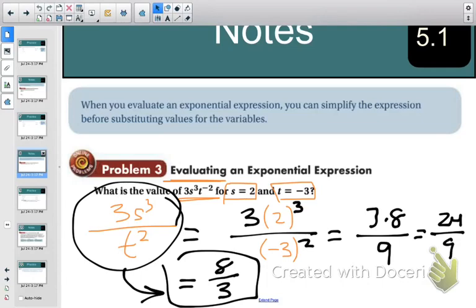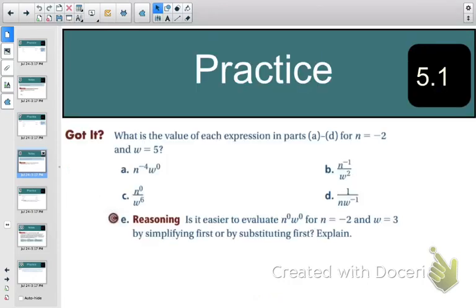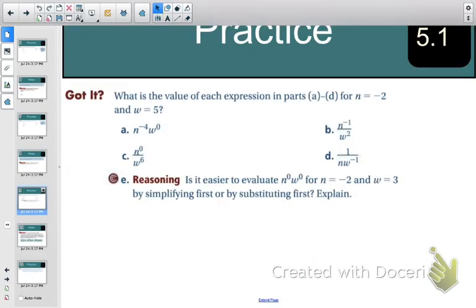Okay, so two different words, important words there. Try a couple of these. You can simplify them first and then evaluate. But I will do these and we'll reconvene in a bit. Pause in 3, 2, 1. Pause.